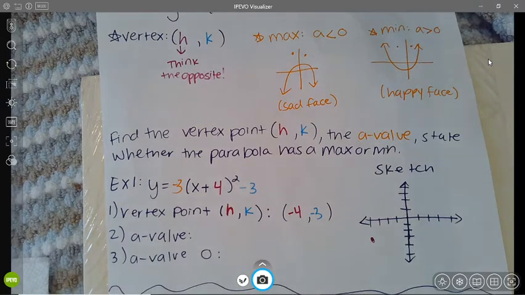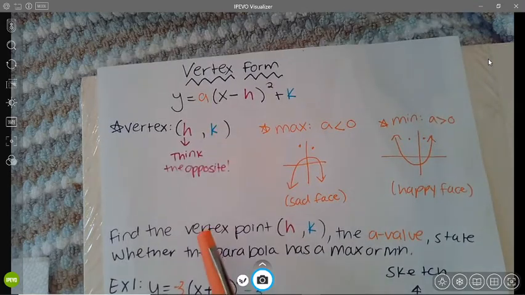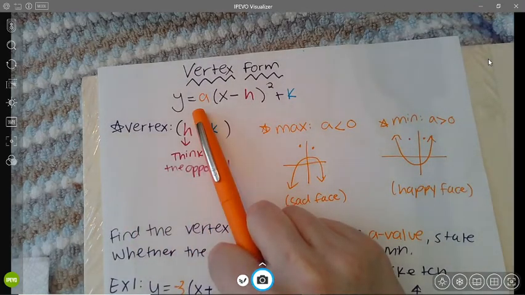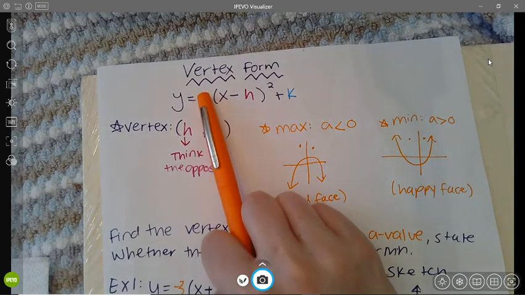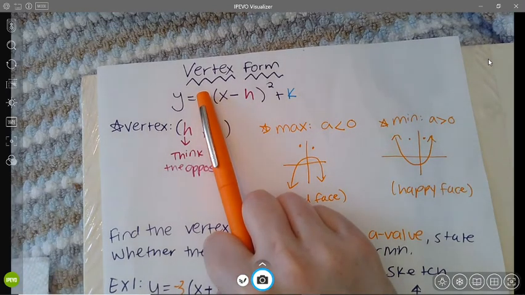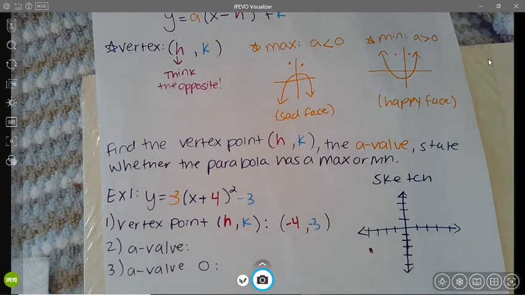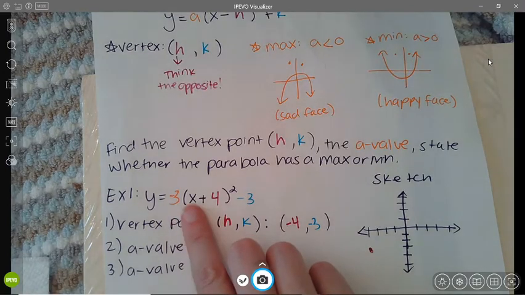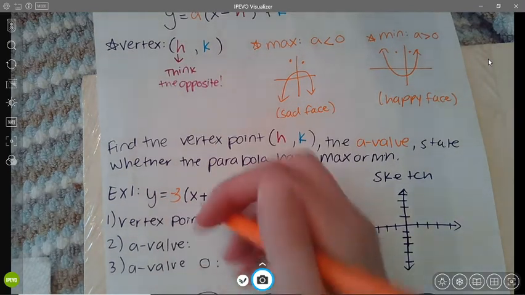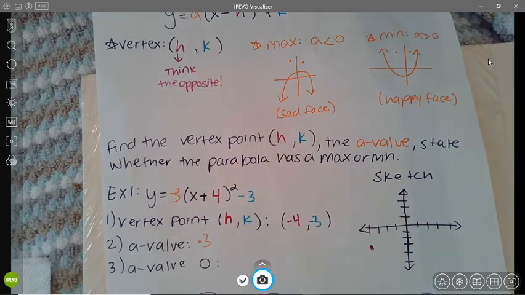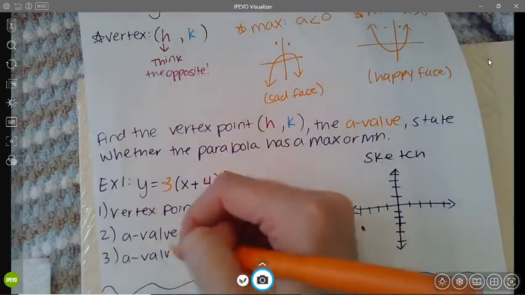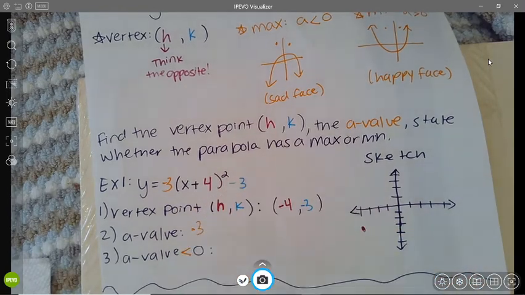I just need to figure out if it's going to be a maximum or a minimum now. The a value is the value right after the equal sign, right in front of the parenthesis. If you ever don't see a number in front of that parenthesis, that means your a value is secretly a 1. So just be careful. There are these sneaky little ninjas that'll pop out and scare you and confuse you. So just watch it. My a value, the number right after the equal sign and in front of my parenthesis, is -3.